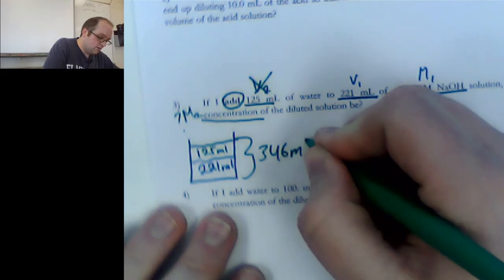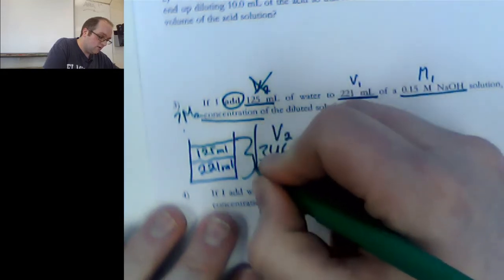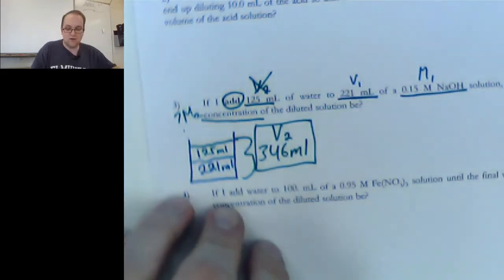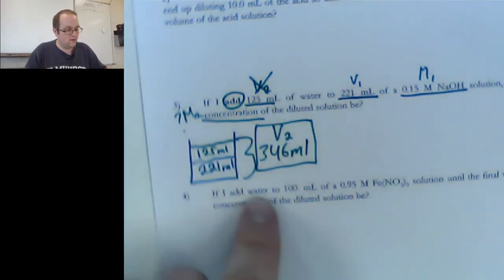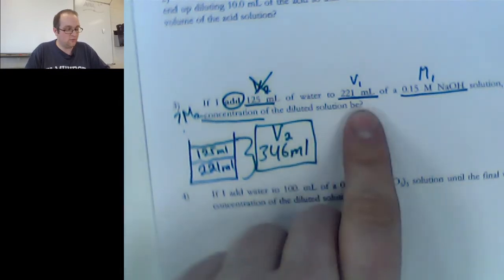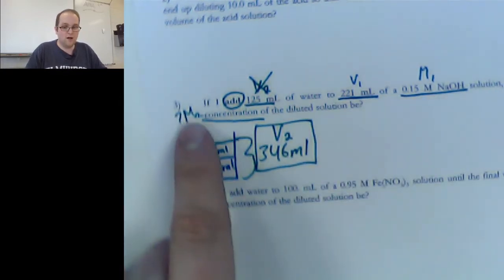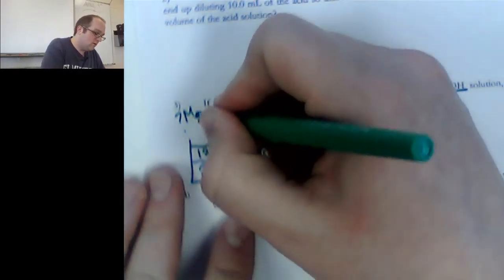346 milliliters. This is our V2 that we're going to plug in and use in our equation. And it's the same equation, so just go back to the last example to see how we used an equation when we knew three parts to solve for an unknown, in this case M2.